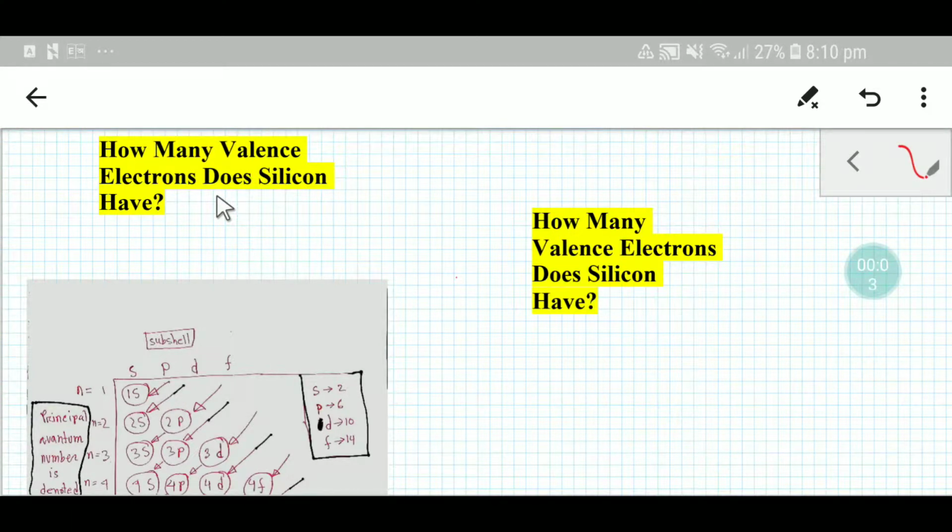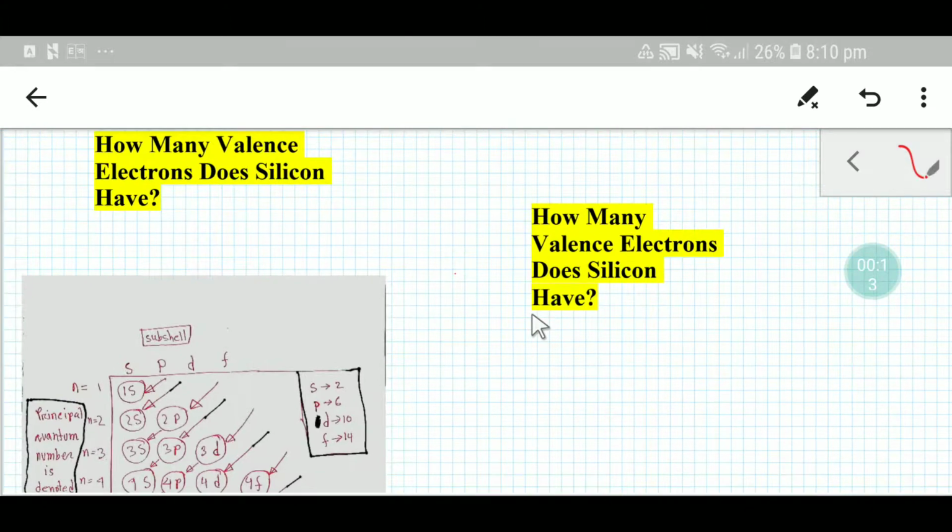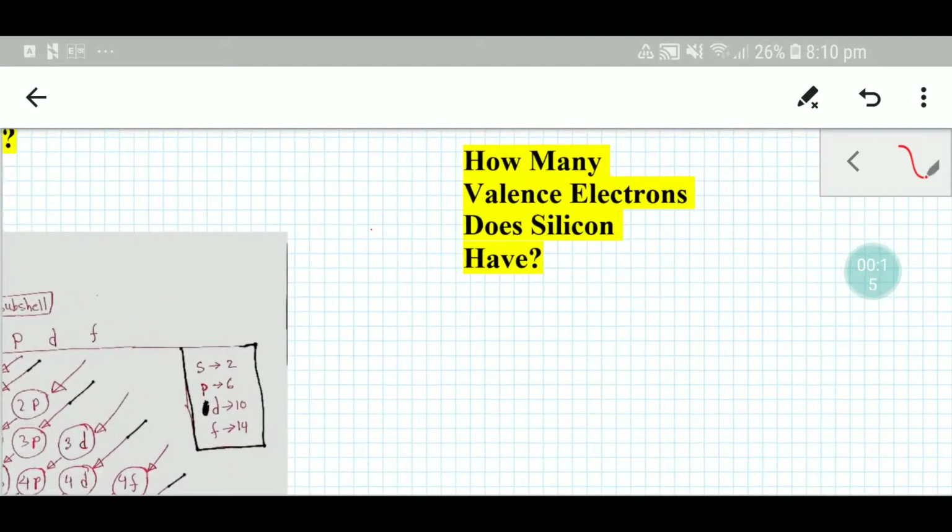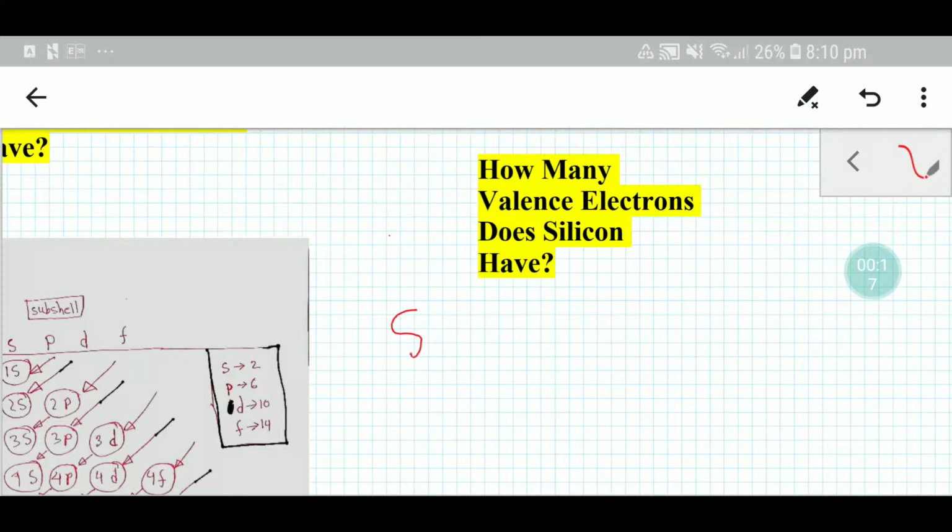Tutorial 360. Today we are going to find out the valence electrons of silicon. To find out the valence electrons of silicon, we have to look at the periodic table. From the periodic table, we see that the symbol for silicon is Si and its atomic number is 14. This means that silicon has 14 protons and 14 electrons.